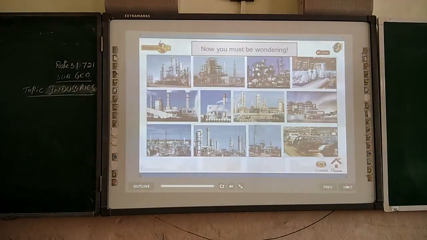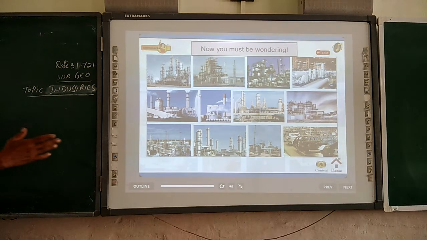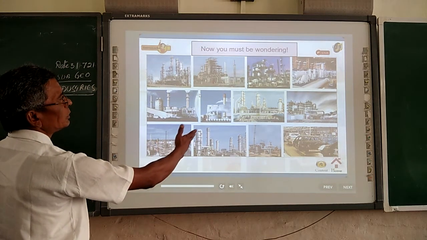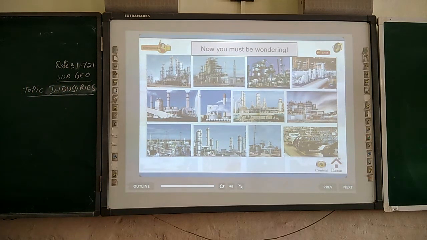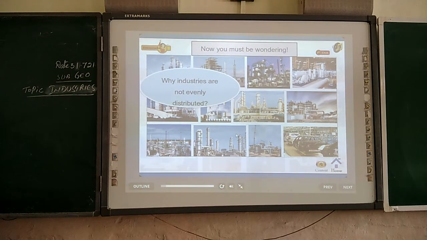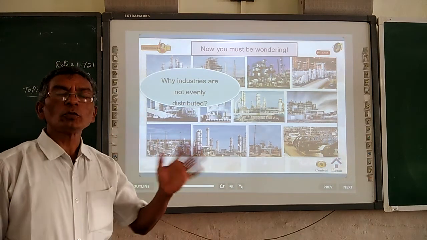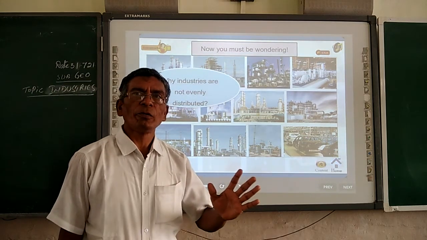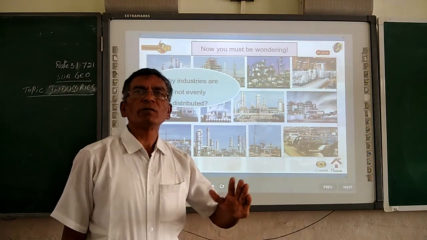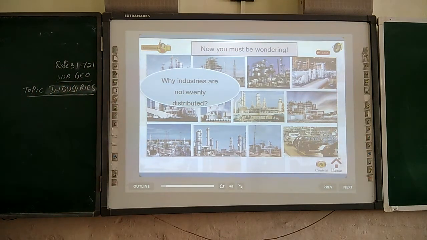Now, you must be wondering. See, various monuments or industries, all these have been done by industries. But industries are not evenly distributed. Here the question is, most of the industries are not evenly distributed. So these industries are also unequally distributed. There are different factors why these industries have not been equally distributed. Let us see.